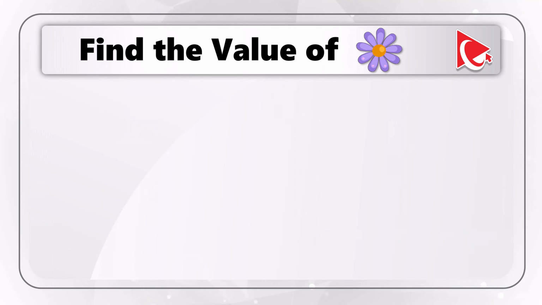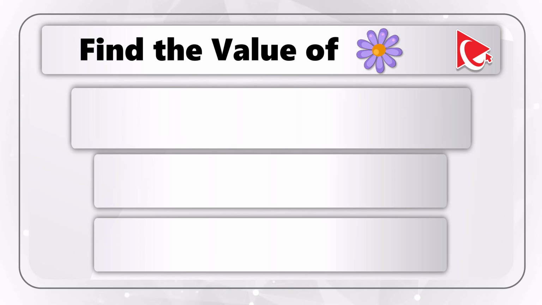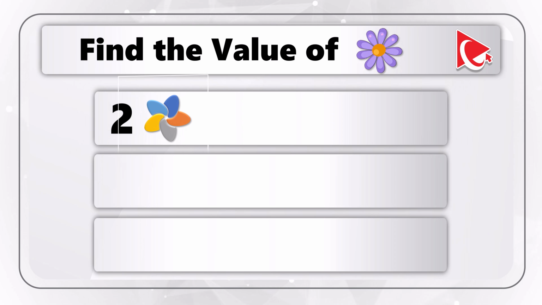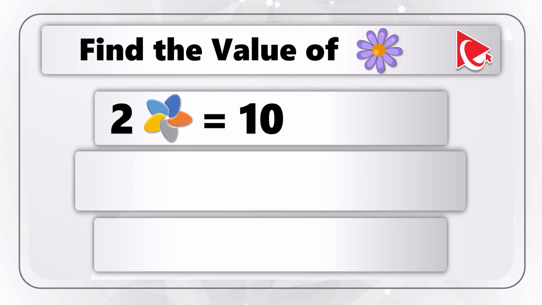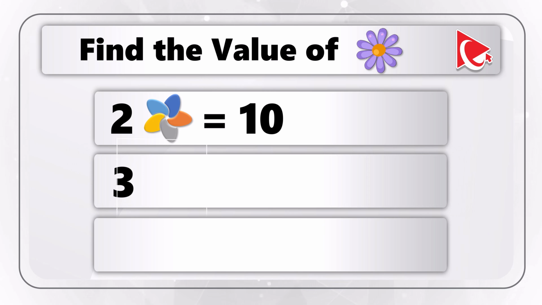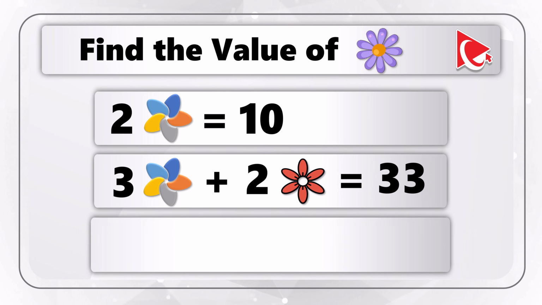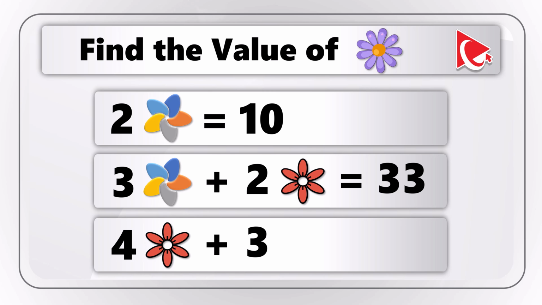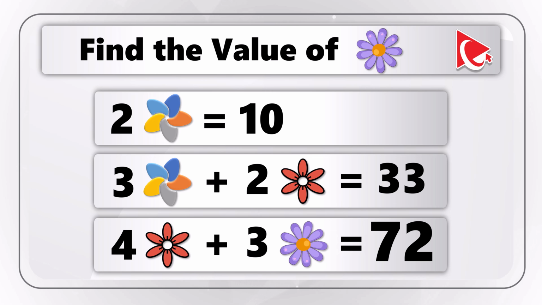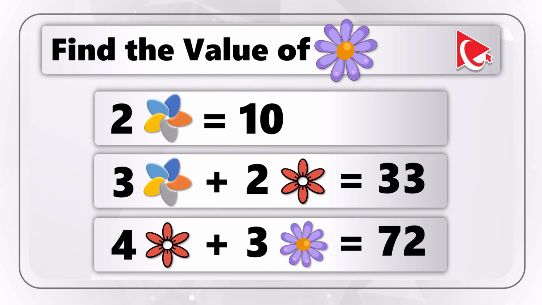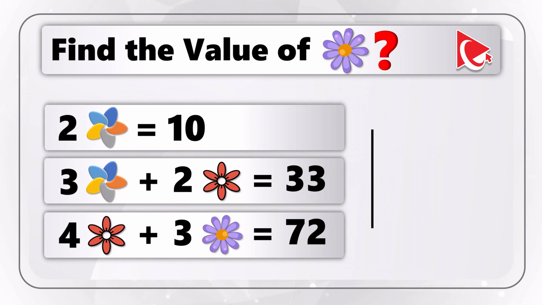You are presented with 3 expressions. First expression is 2 5-petal flowers equals 10. The second expression is 3 5-petal flowers plus 2 6-petal flowers equals 33. And then the last expression is 4 6-petal flowers plus 3 9-petal flowers equals 72. You need to calculate the value of the 9-petal flower. And once calculated, select the answer out of 4 possible choices.